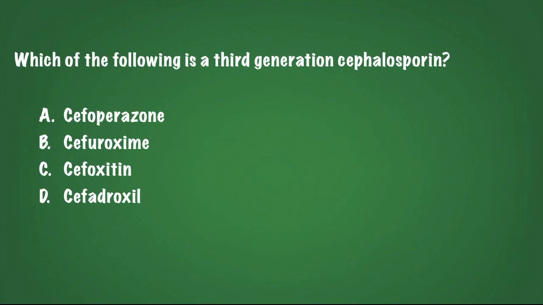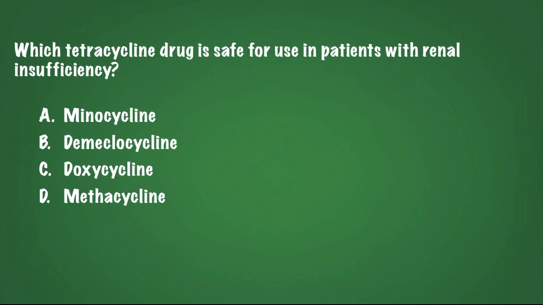Which of the following is a third-generation cephalosporin? Is it A. Cefoperazone, B. Cefuroxime, C. Cefoxitin, or D. Cefadroxil? The correct answer is A. Cefoperazone. Now, cefuroxime and cefoxitin belong to the second generation, while cefadroxil belongs to first generation.